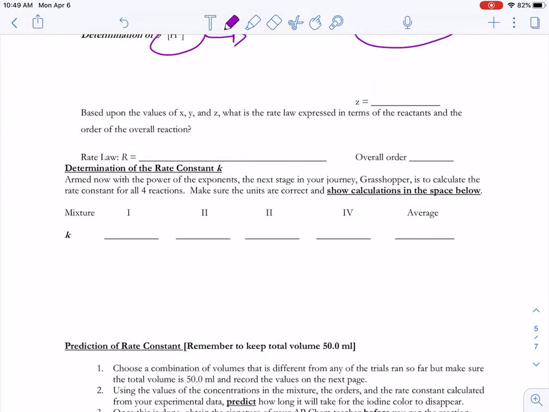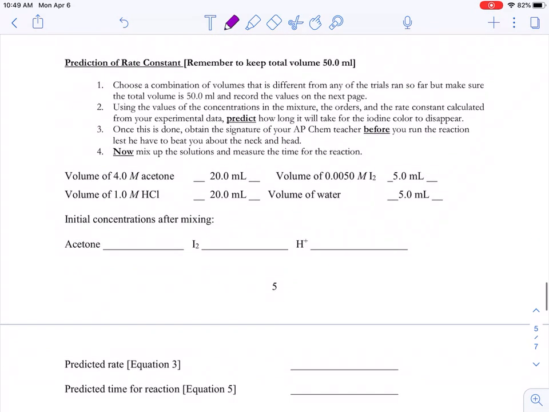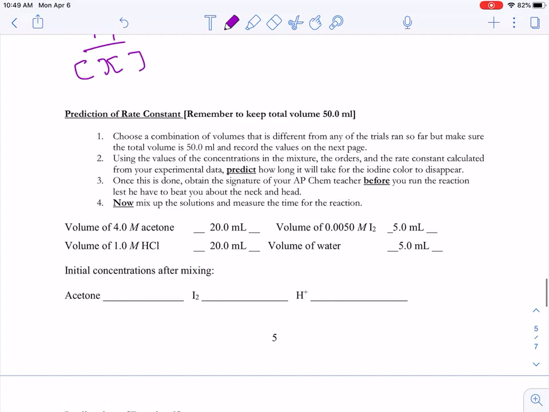Then, once you know the value of the rate, okay, then you're going to go through each one of these and you're going to solve for the value of K. So this is going to be the rate of 1 divided by the 2 that are not 0 concentrations. And then you're going to do the same thing here, same thing here. So this is going to get you 4 different values of K, and then you can take the average of those. That's what you're going to use down here.